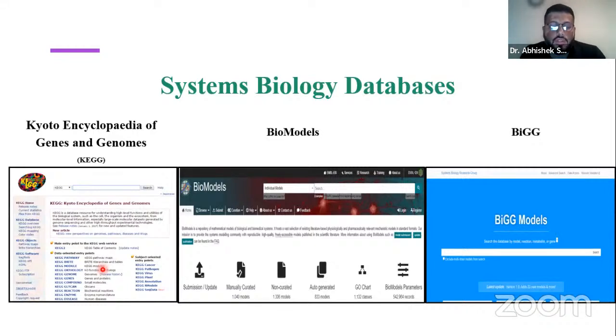Fine. So then we have BioModels. BioModels is a free and open source repository for storing, exchanging, and retrieving quantitative models. So it is one of the sole databases which contains biomodels.